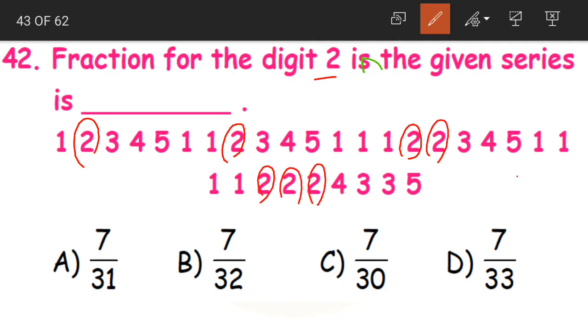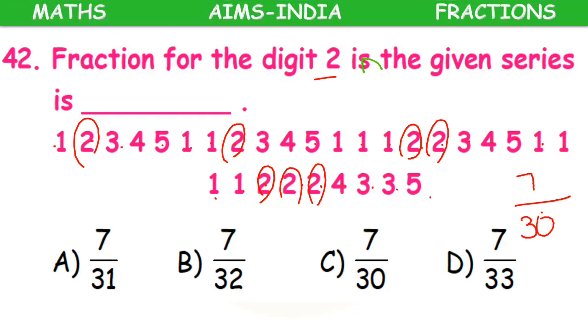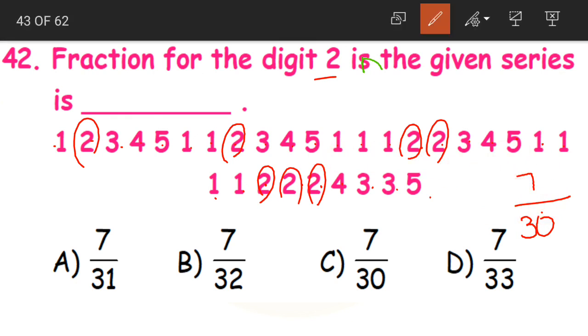We are having 7 2's divided by 1, 2, 3, 4, 5, 6, 7, 8, 9, 10, 11, 12, 13, 14, up to 21, 22, 23, 24, 25, 26, 27, 28, 29, 30, children. Okay. In total we are having 30 numbers, out of which we have 7 2's. So 7 by 30 becomes our correct answer.